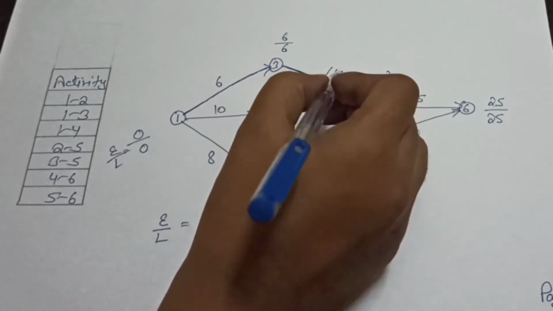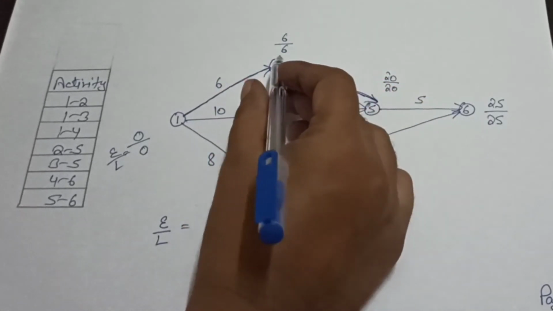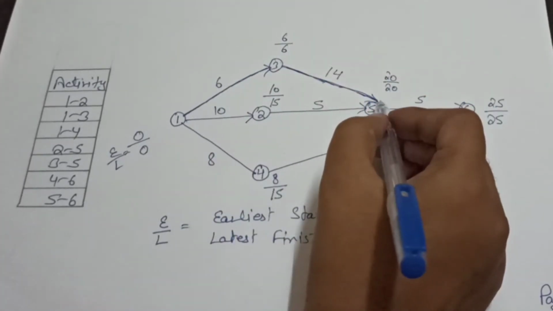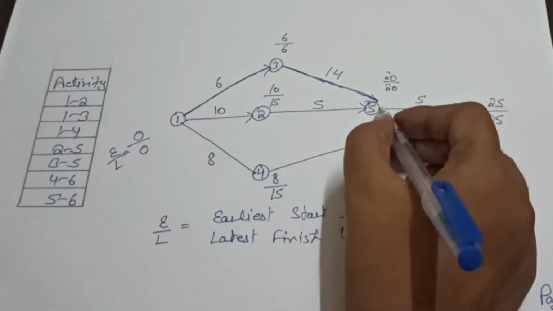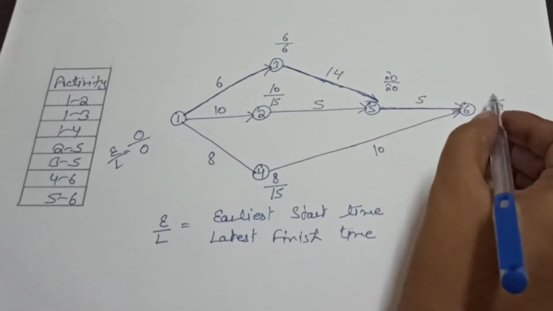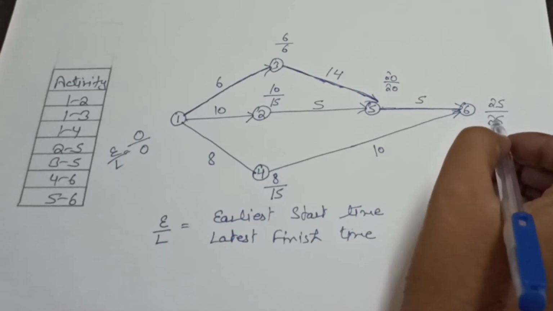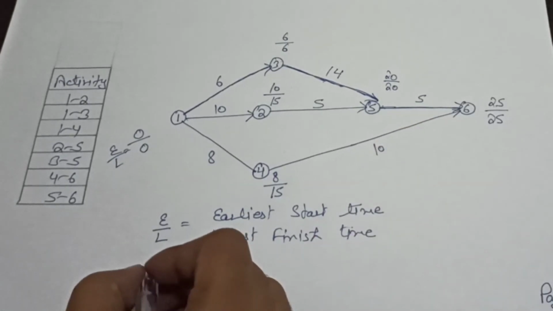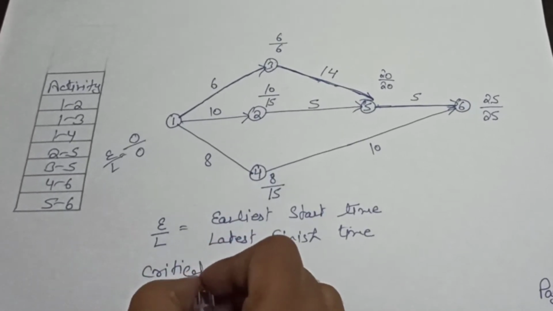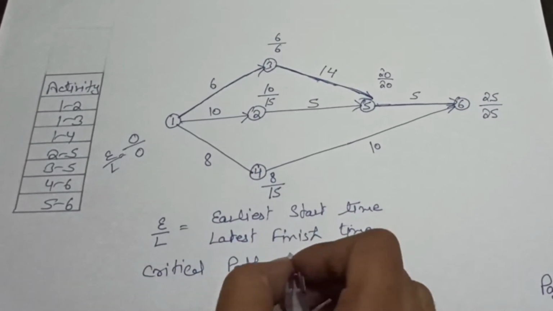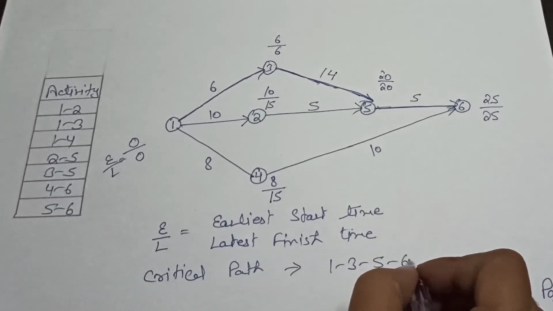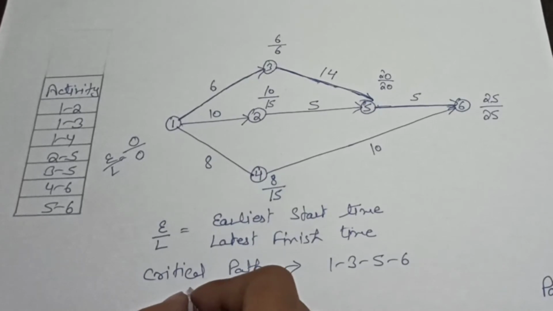Then you can select this activity, as the E and L values for this node are the same, and for this node also the same. After then you can select this activity as a critical activity, as the E and L values are the same here. So this is our critical path: 1 to 3, then 3 to 5, then 5 to 6.